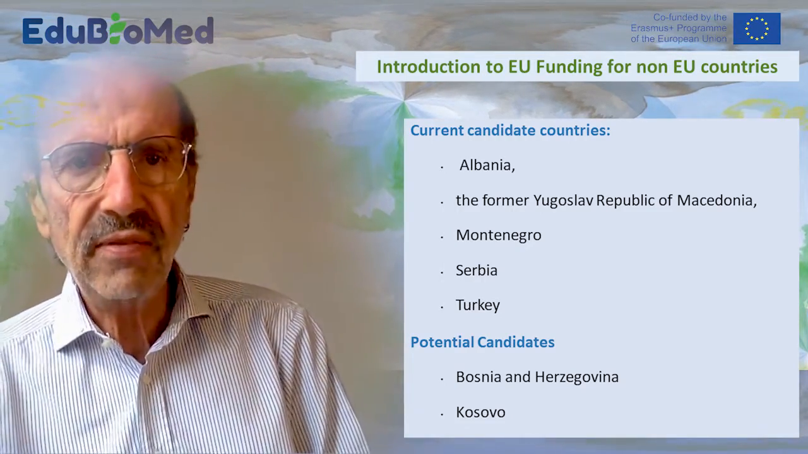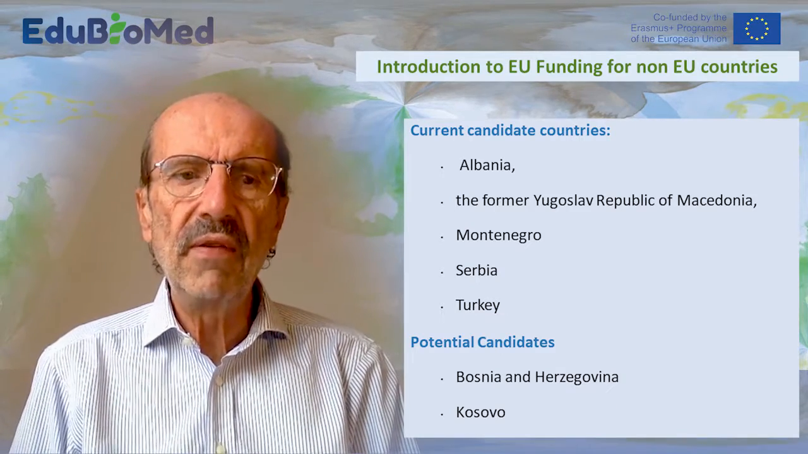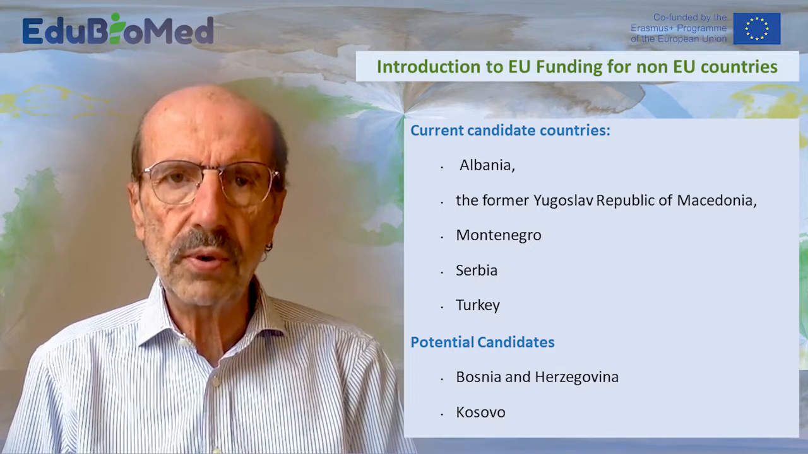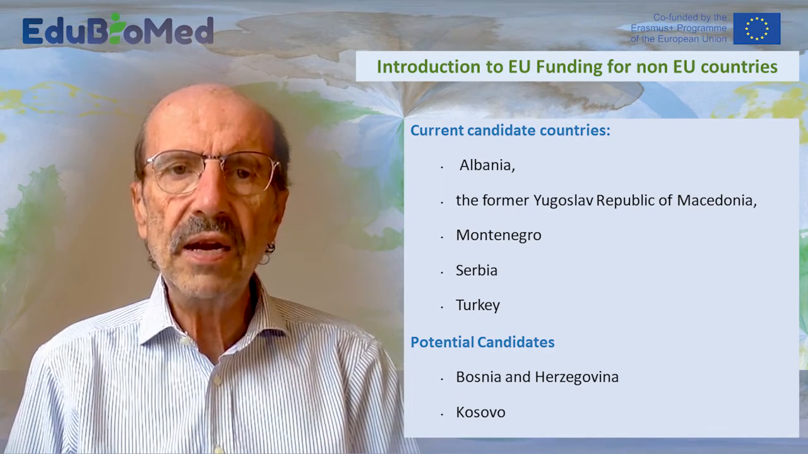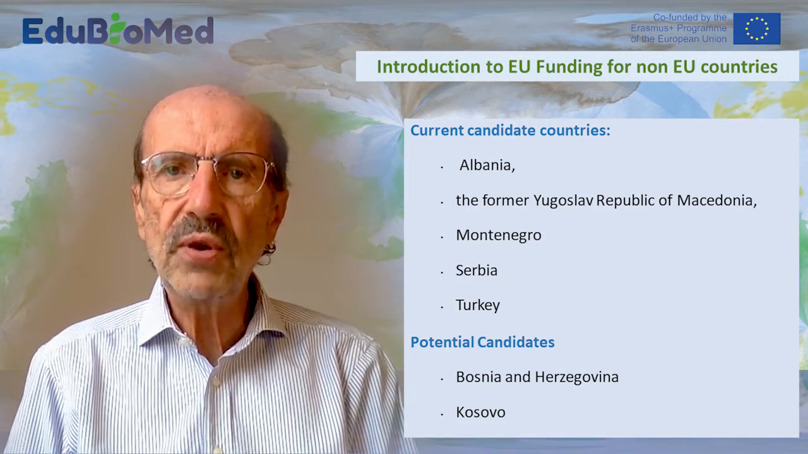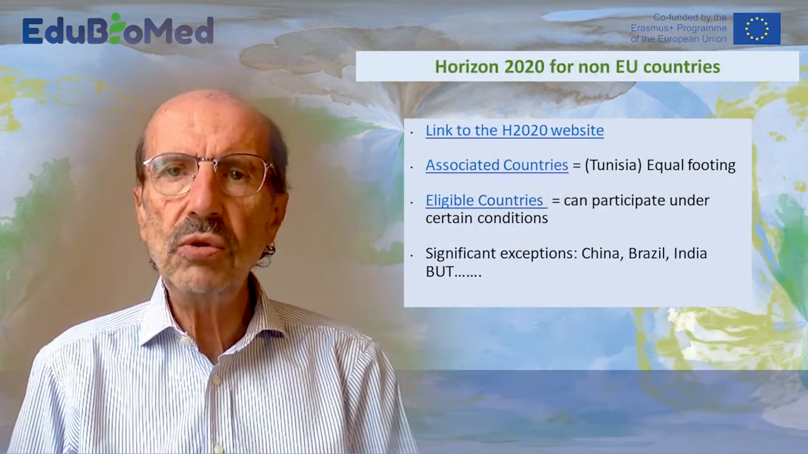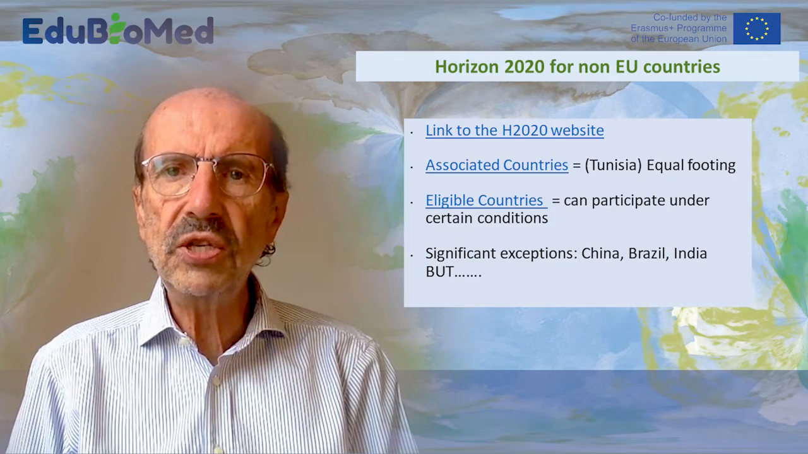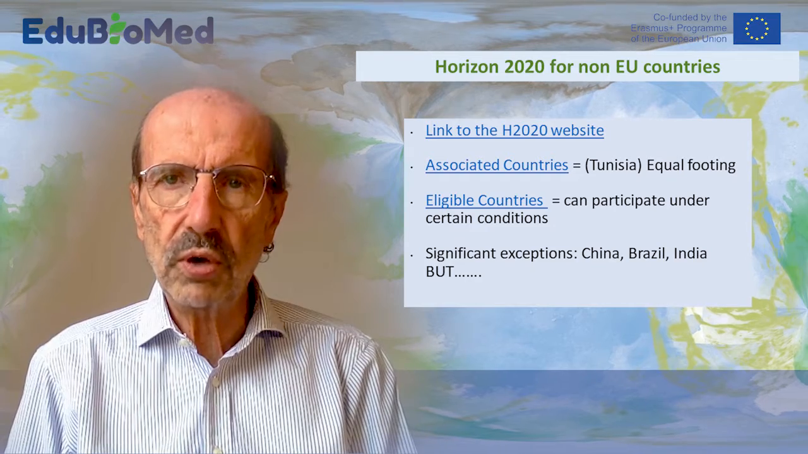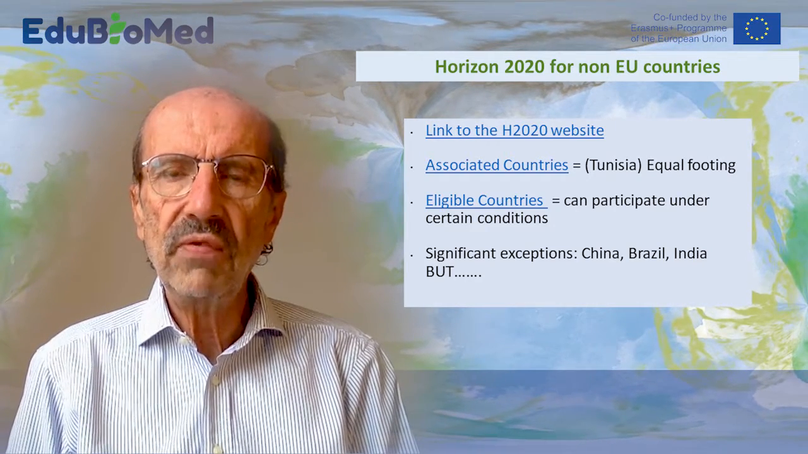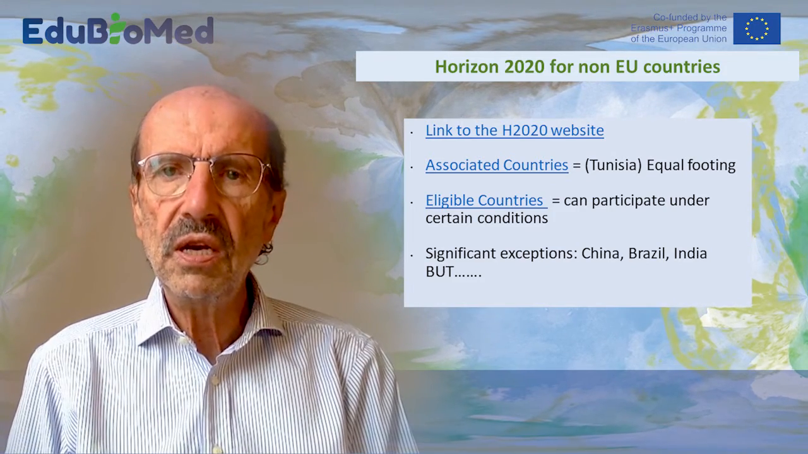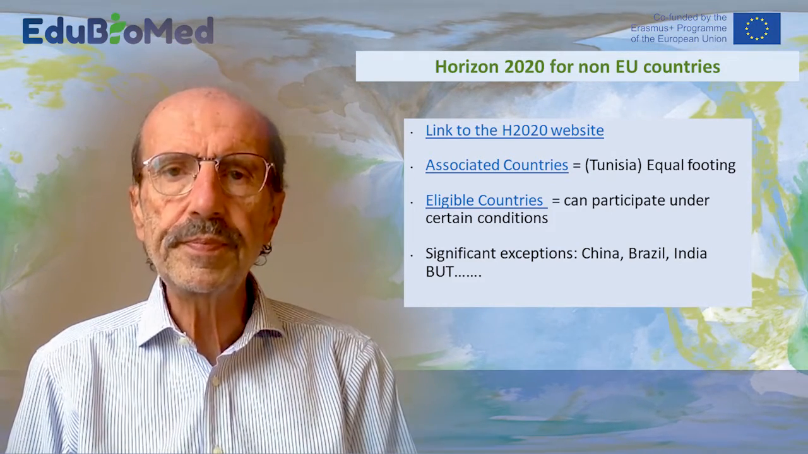These countries have a special treatment because they are following a process of joining the European Union, so they can be part of some programs. And then for each program, you can have some exceptions. For instance, Horizon 2020 is the largest European research and development and innovation program. It provides funding for projects which are in the area of research, development and innovation.